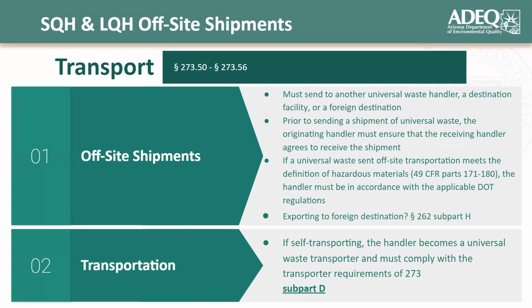There are specific regulations pertaining to rejected shipments of universal waste, which can be referenced in 273.18. If a handler decides to self-transport universal waste, let's say if you have three facilities that generate universal waste, but you want to accumulate all universal waste at one facility so that it is easier to transport a larger amount of universal waste to a destination, the handler must ensure compliance with 273 subpart D. In regards to 273 subpart D, the facility must verify if the shipment of universal waste meets the DOT definition of hazardous materials, and if so, it must be properly described on a shipping paper in accordance with DOT.